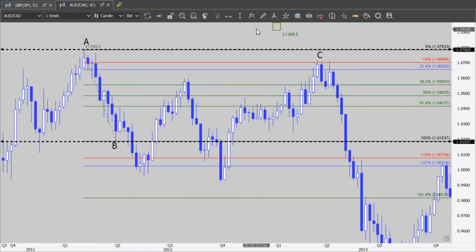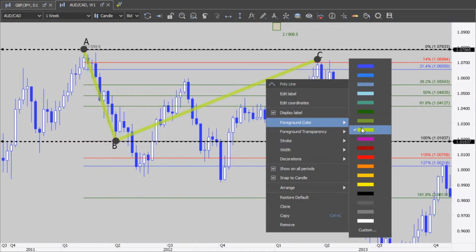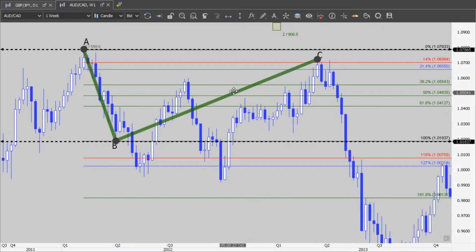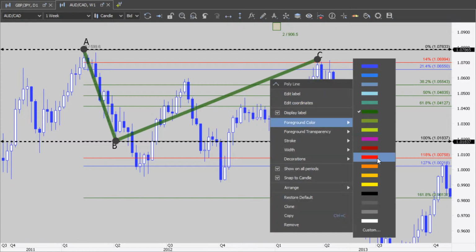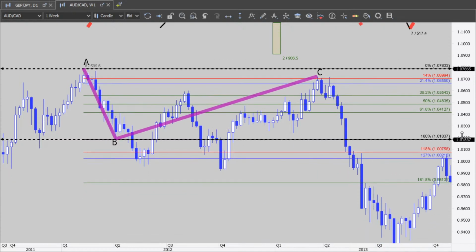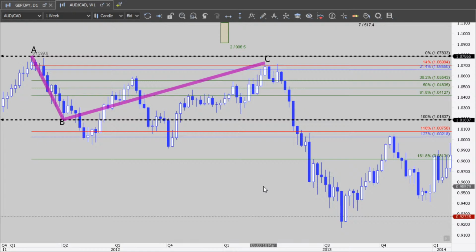And do this, everybody. This is for beginner traders, the best practice. Connect A to B and B to C. You can change colors as you wish. Okay, connect A to B, B to C. Orange, violet, pink. Okay. And then the market went down, right?